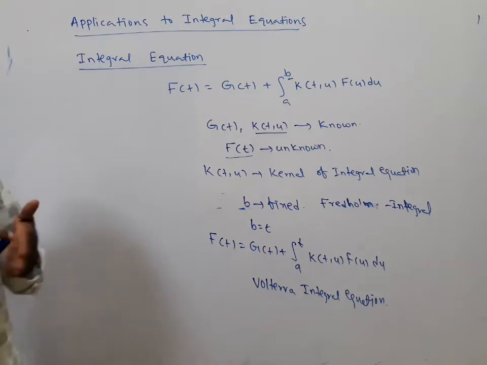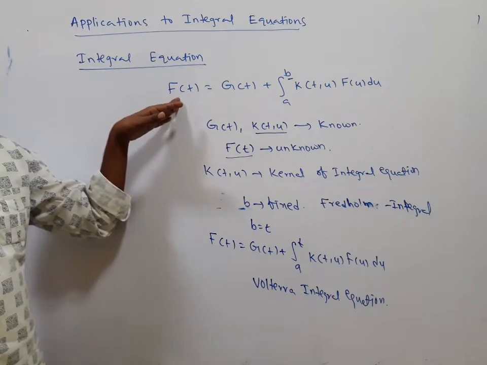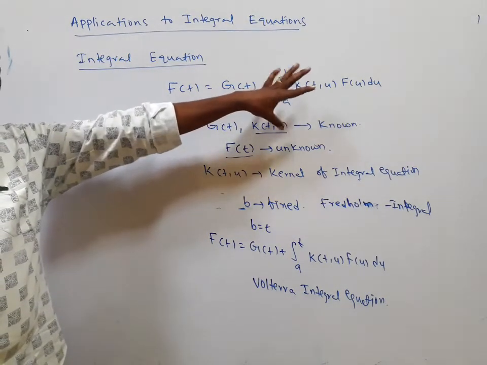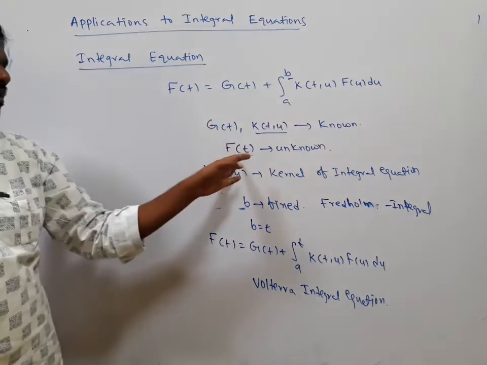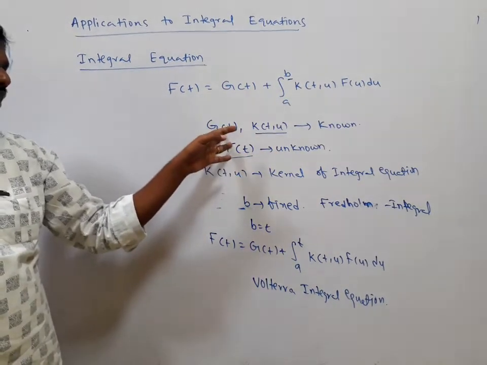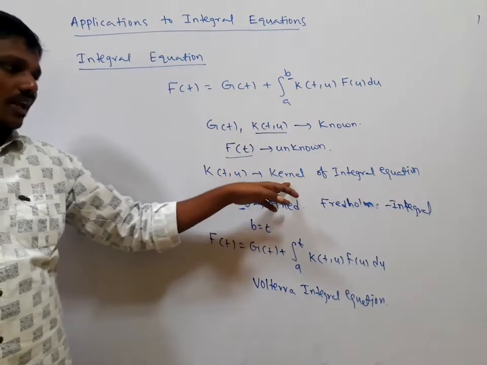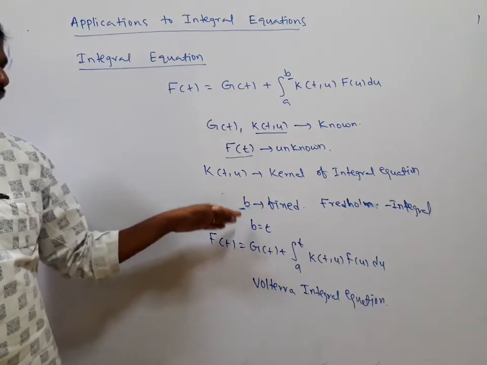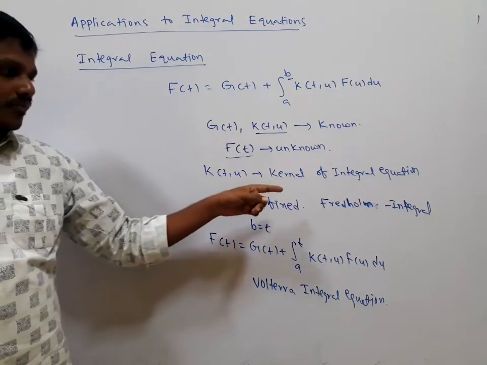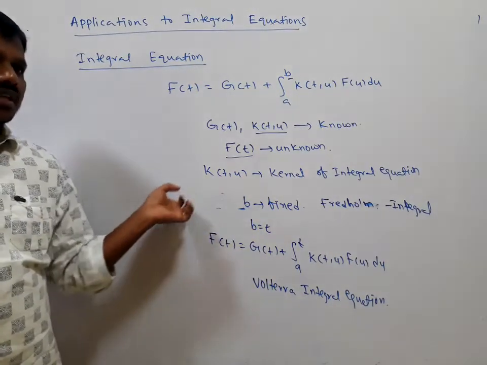Just a recall. An equation of this form, we say that it is an integral equation. Here one unknown function appears, that is f of u, and that function we have to determine. That is our objective, where g of t and k of t comma u are known functions. Here k of t comma u is called the kernel of the integral equation. If a comma b are fixed constants, such an integral equation is called a Fredholm integral equation. If b is equal to t, it is a variable, right?